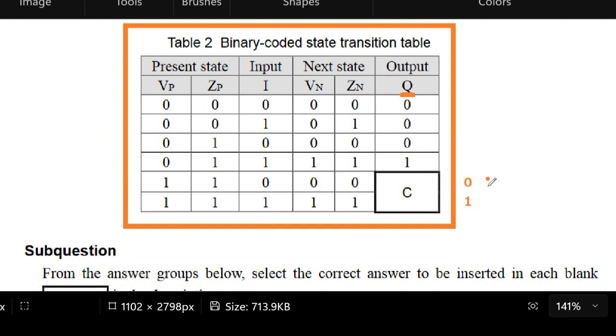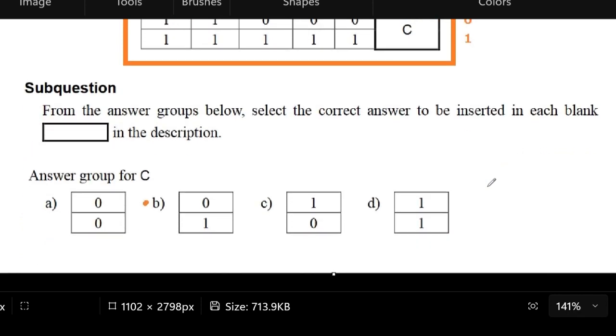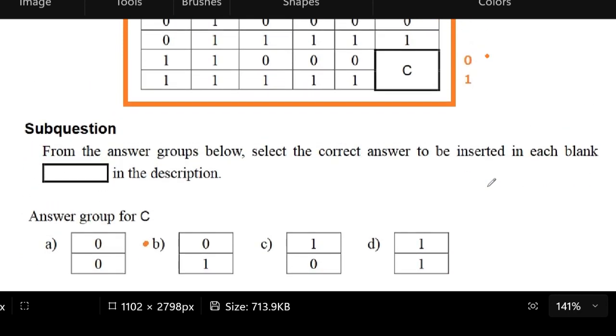Okay, so I've written it down here. And next, what we need to do is to find which among the answer group would have the 0 and 1. And from here, we find that it's letter B. That's why letter B is the correct answer.